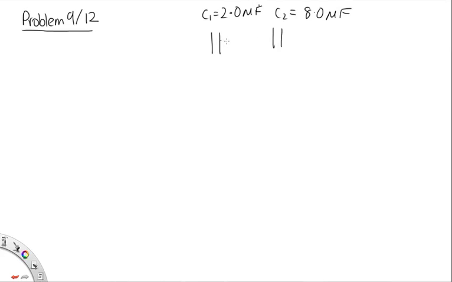Problem 9 for 1221 or 12 for 1231. In this problem, we have two capacitors. Let's call it C1, which is a capacitance of 2.0 microfarads, and C2 with a capacitance of 8.0 microfarads. These are connected in series, and then a potential voltage of 300 volts is applied across them. Part A says, what's the charge and the potential difference across each capacitor?